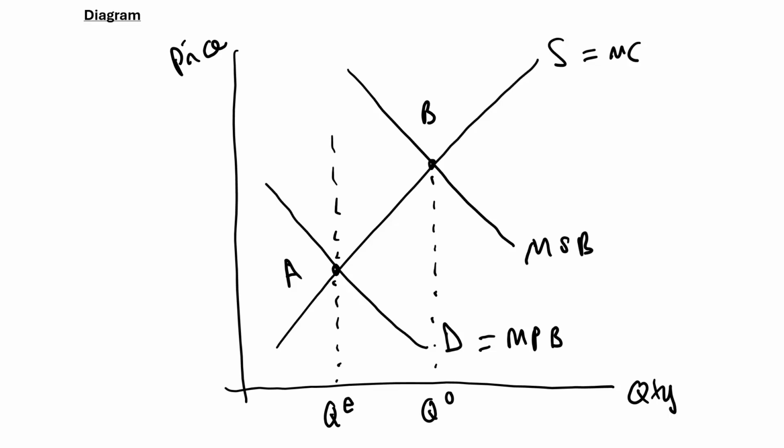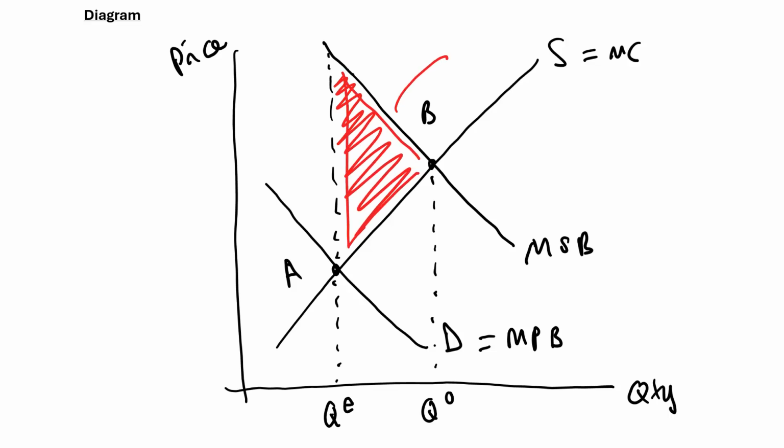I should probably have sketched this in before. So this little triangular area here, you might want to make a note of that, and call that, let's say, DWL for deadweight loss, just to indicate that you understand that concept.